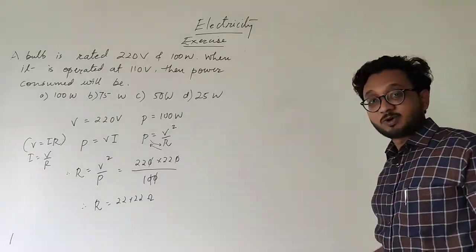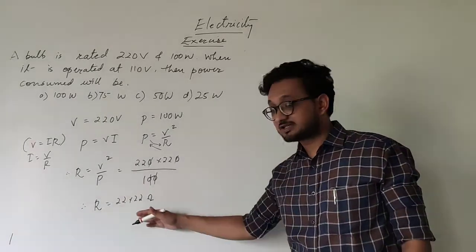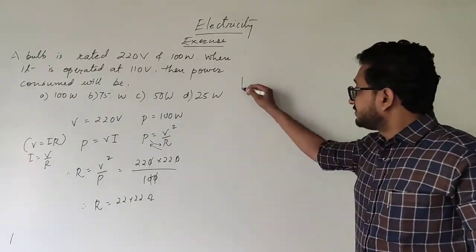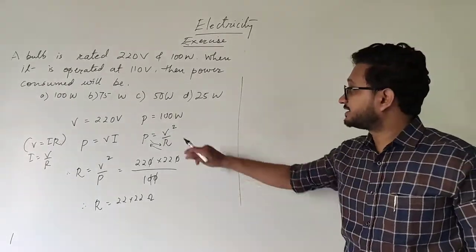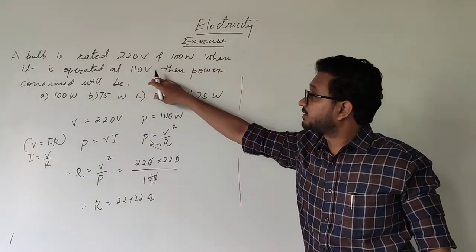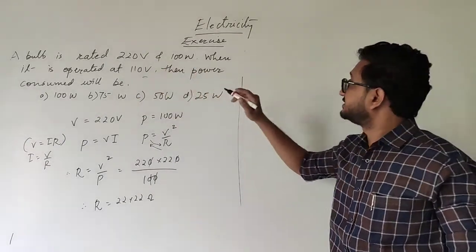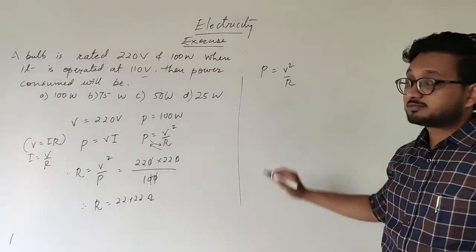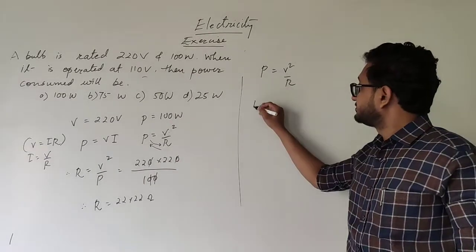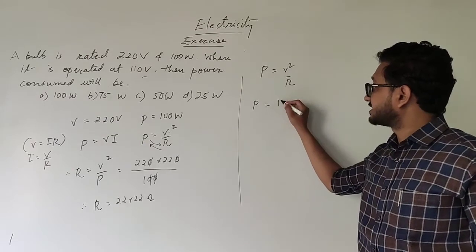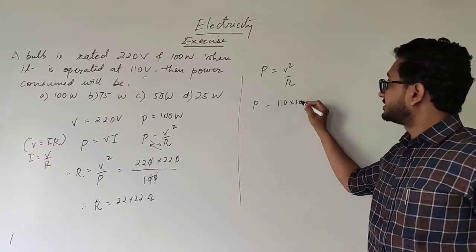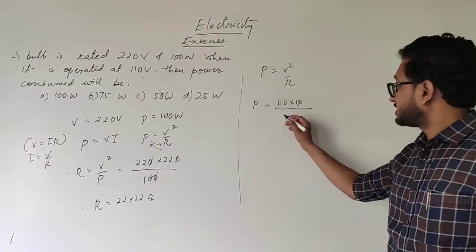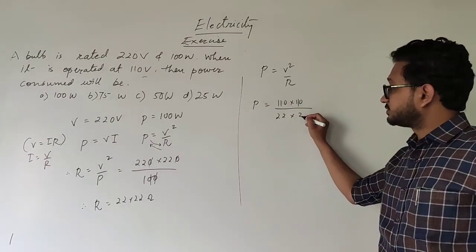Now we move forward. Once again you will see why I am not multiplying this, because it will make our life much more simple. Moving forward, now we need to find the power when the potential difference is 110. So power P is equal to V square by R, correct? And power P that we need to find, potential difference is 110 square. So I am multiplying 110 two times. Okay? And over here I have 22 into 22.